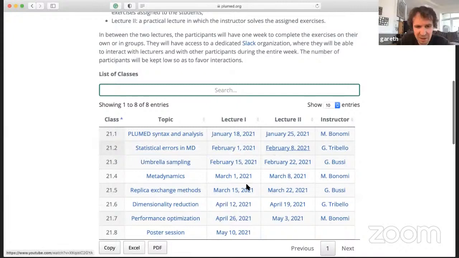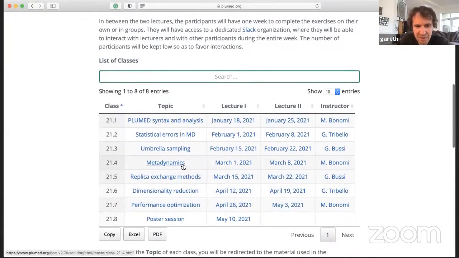So let's share the screen. Okay. So you should now be able to see the website. We're going to do the metadynamics exercise 21.4 here. So let's go look at that.